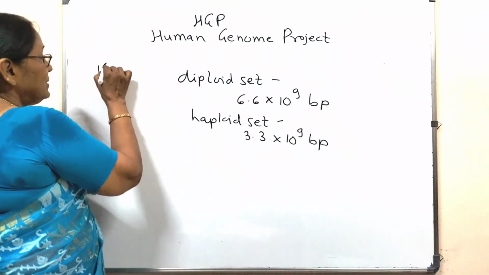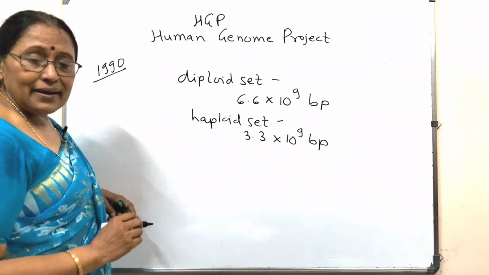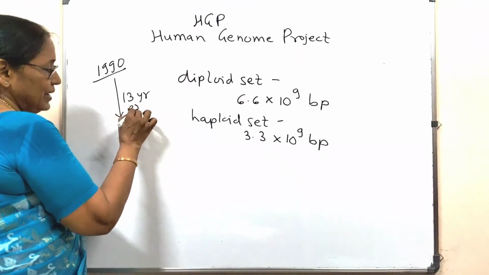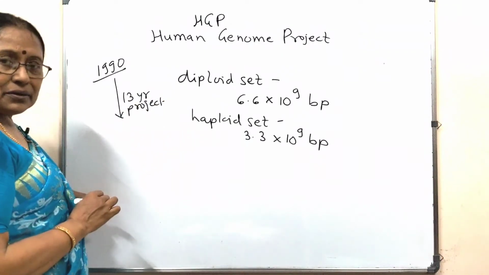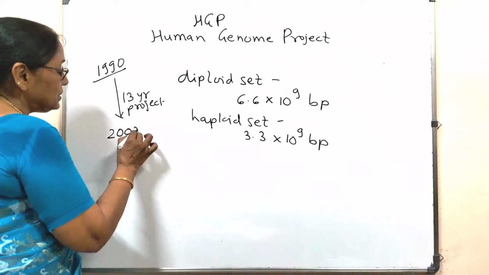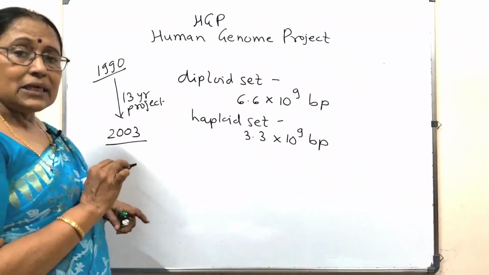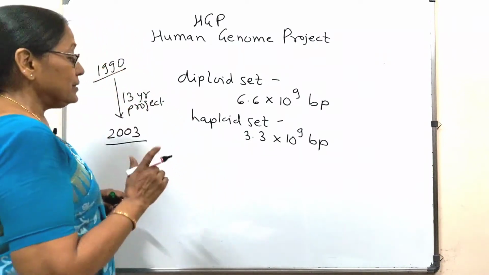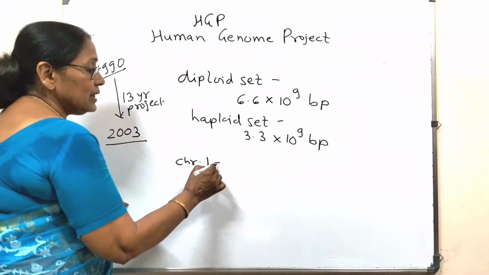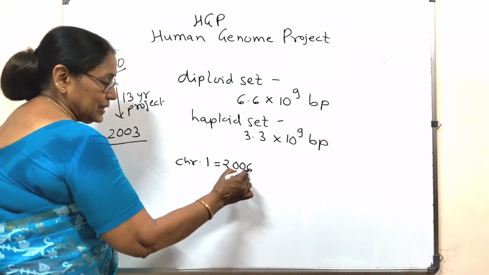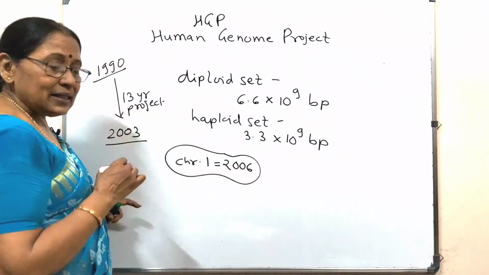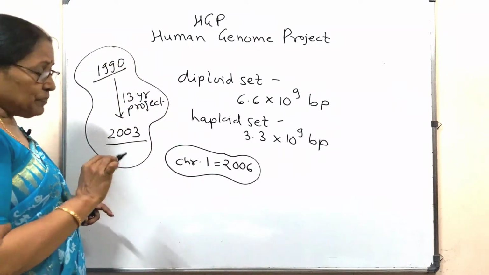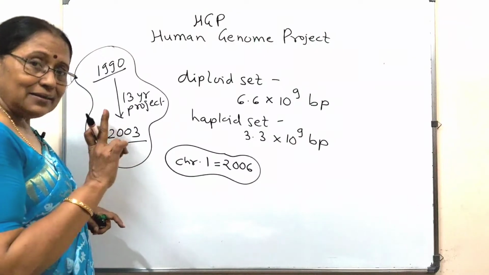It started in 1990 and it was a 13-year project to be completed in 2003. The sequencing of 22 chromosomes was completed in this time, but only chromosome number 1, its sequencing was completed in 2006. Otherwise, all others were started in 1990 and completed in 2003, that is in 13 years.